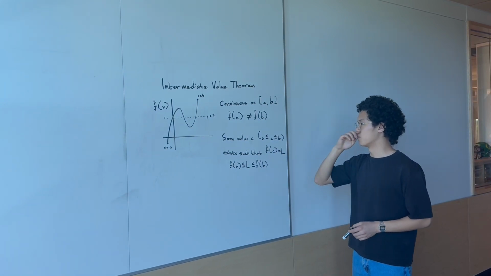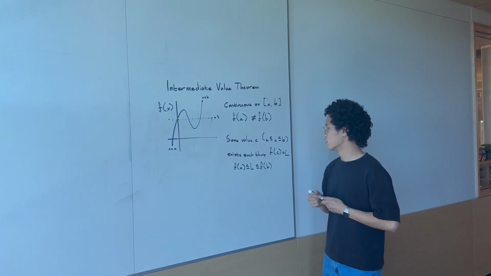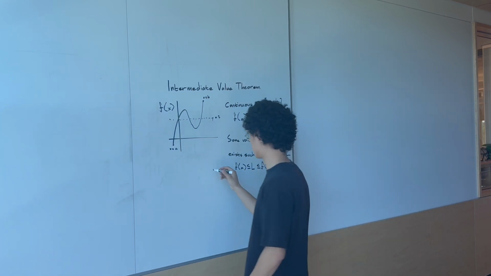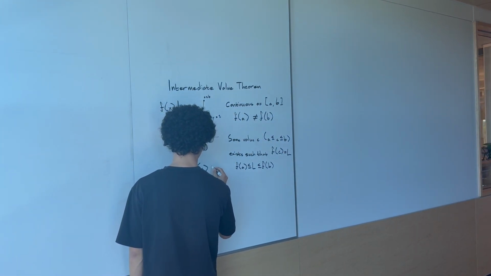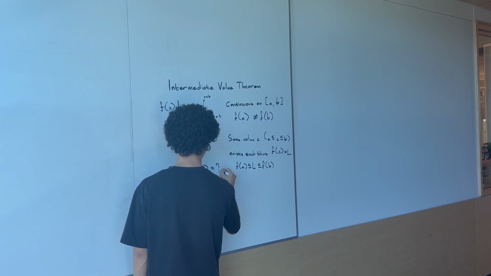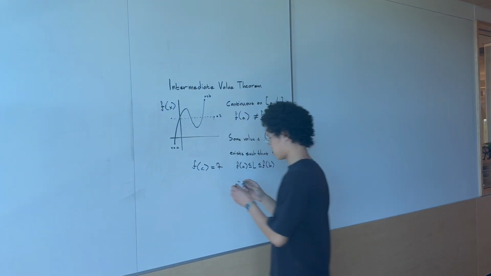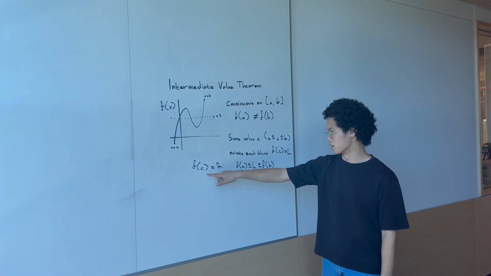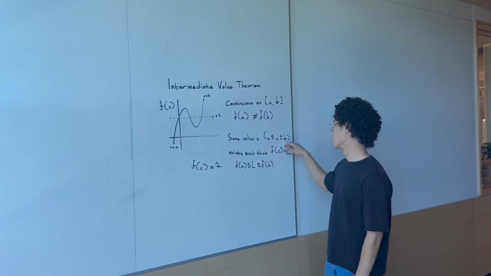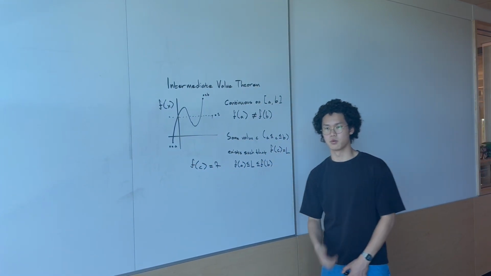So if we, again, are looking for 7, some value f of c equals 7. So some value f of c will equal 7, where c is some value between a and b. So yeah, hope that makes sense.